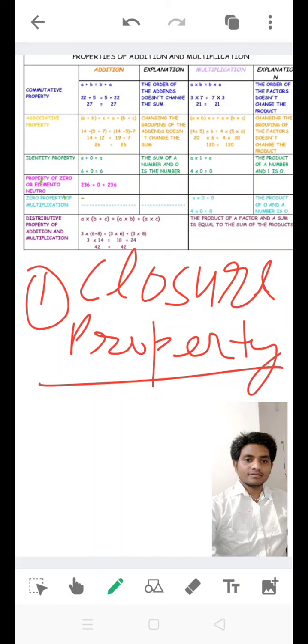Natural numbers help us in counting. Natural numbers are like 1, 2, 3, 4, 5, 6, 7, and so on. And what is a whole number? Whole numbers start from 0: 0, 1, 2, 3, 4. That is called a whole number.